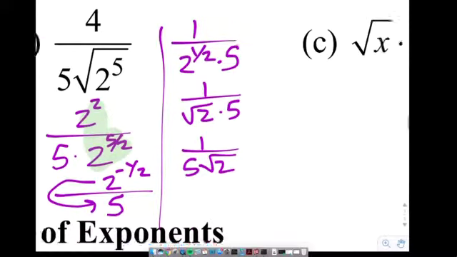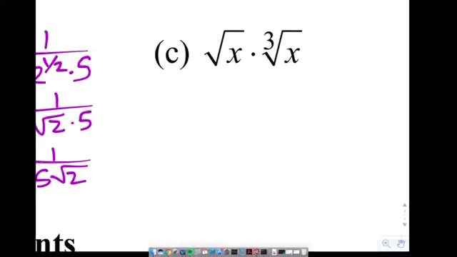A, B, C comes next. Let's go to C. We have the square root of x times the cube root of x. Now notice in this case, we have 2 factors of the same type. When you're simplifying, your end result should have only 1 representative factor of each type. 1 number, 1 x, 1 y, 1 a, 1 b. So I need to combine these 2 things.